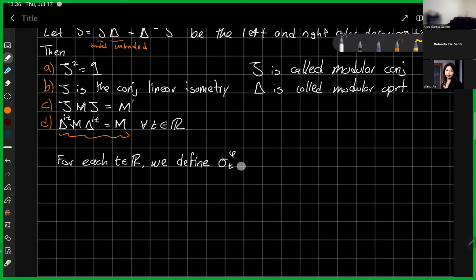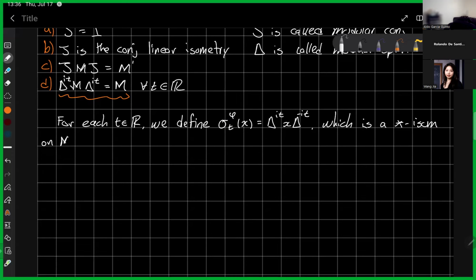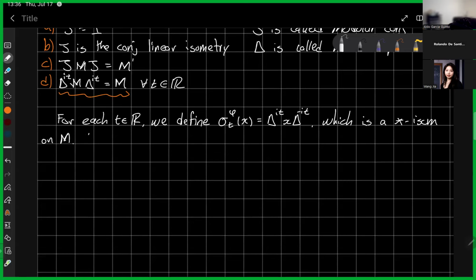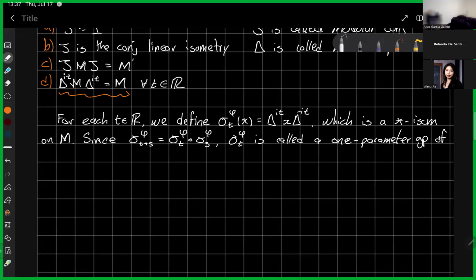sigma t to be this, which is a star isomorphism on M. Since phi of t plus s is equal to phi of t composed with phi of s, phi of t is called a one parameter group of automorphisms.